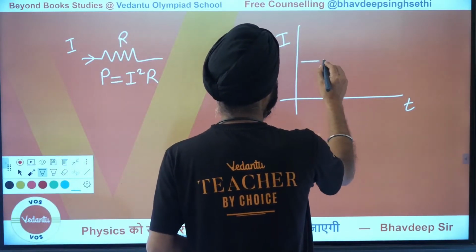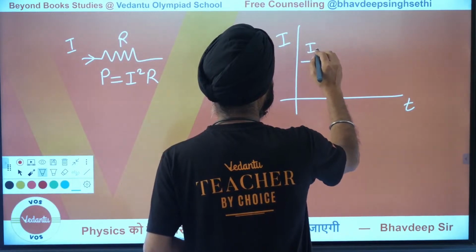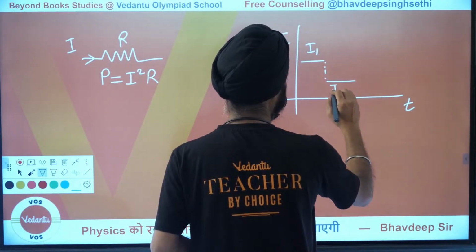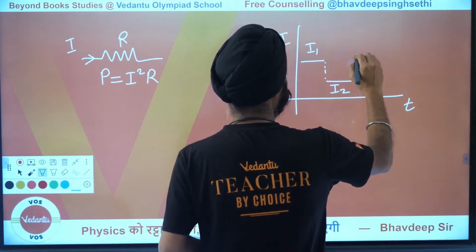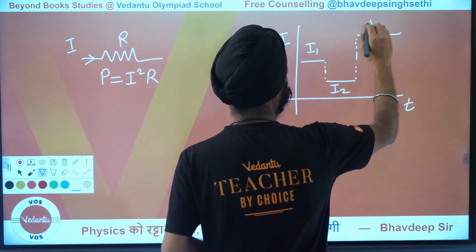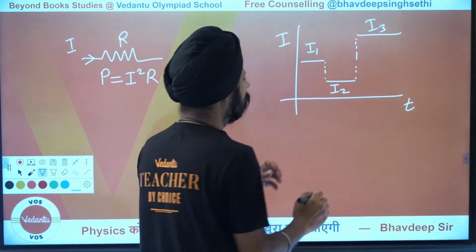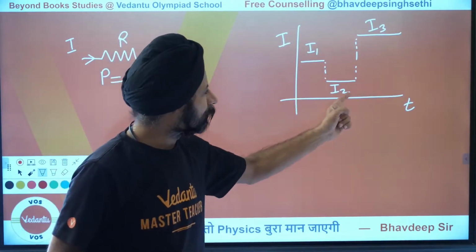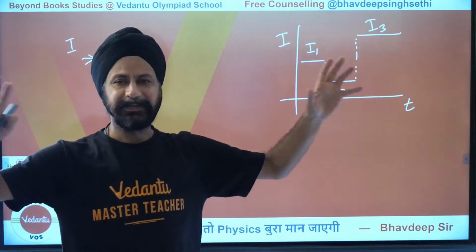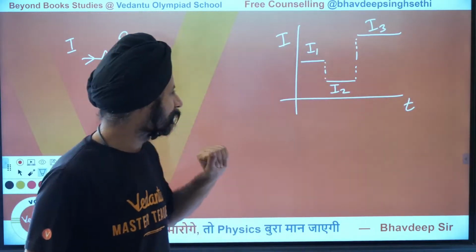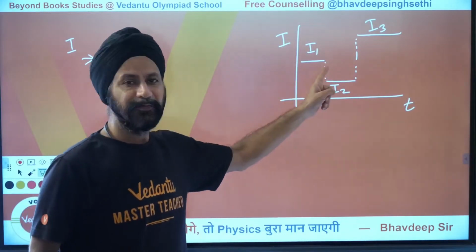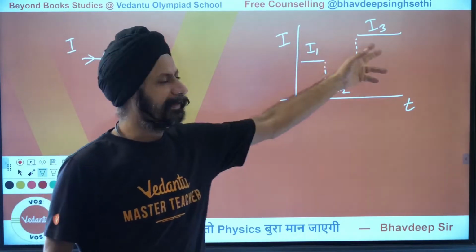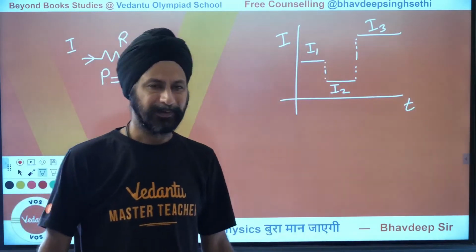So there is I1 current here, which changes after some time to I2 value, and then it changes to I3 value, and so forth. So as a function of time, the current is changing. It was I1, then suddenly it changed to I2, I3. I'm not talking about alternating current sine wave. I'm just keeping the thing simple as of now. So there is some power I1 square R, then I2 square R, then I3 square R. It is a fluctuating power.